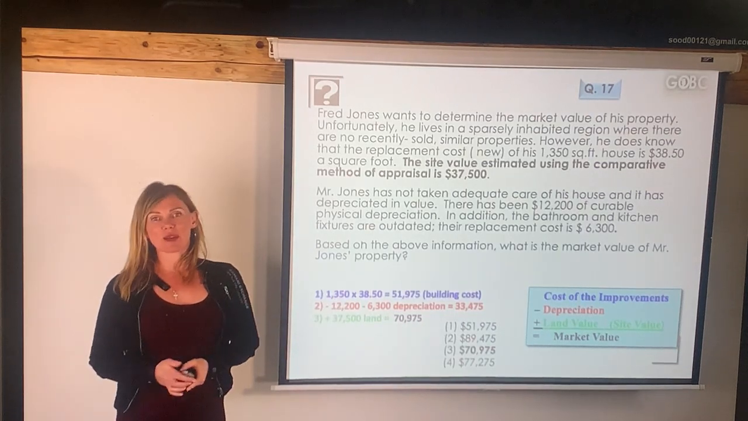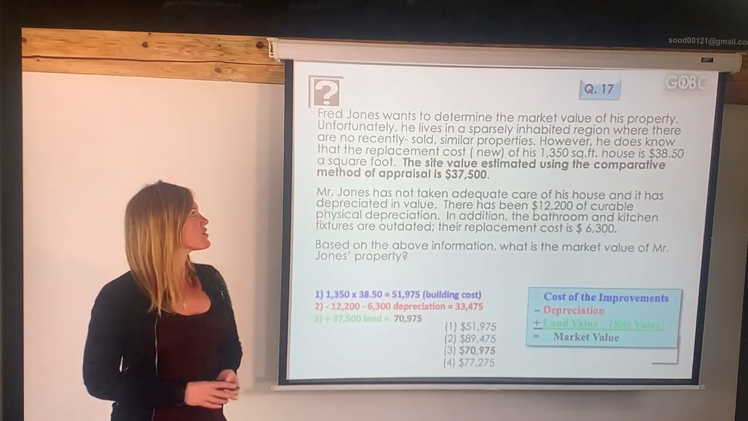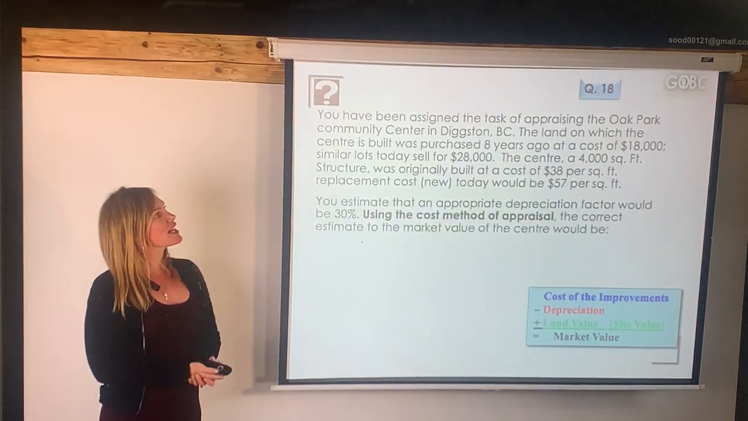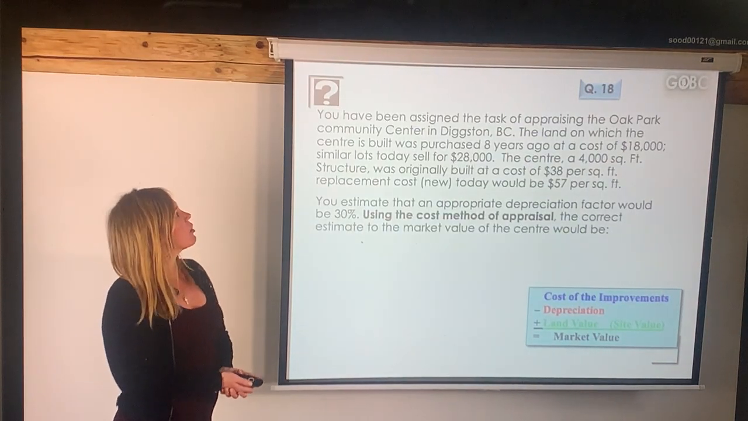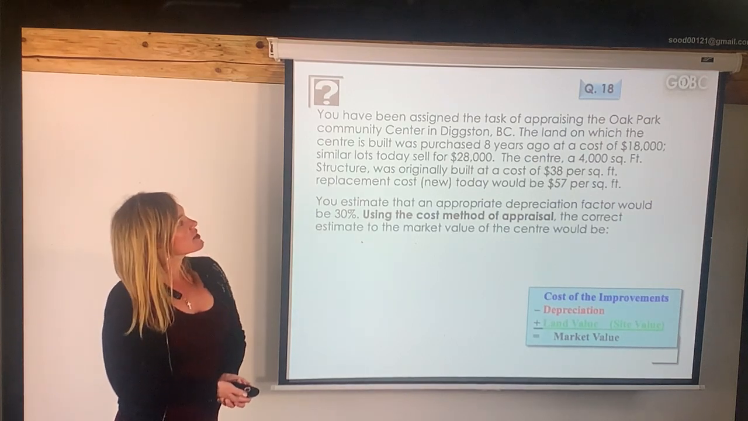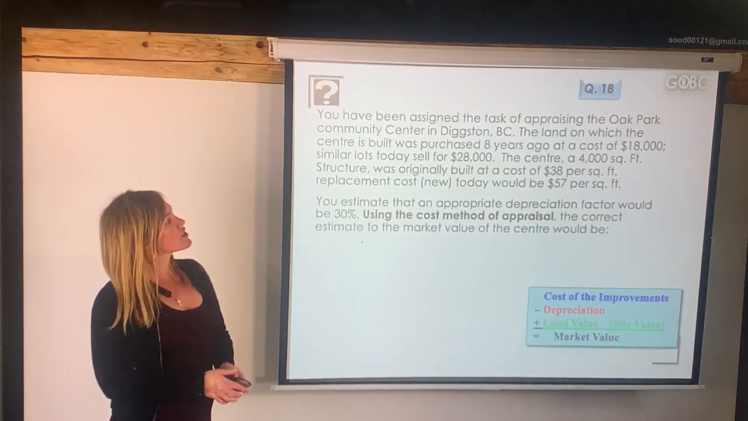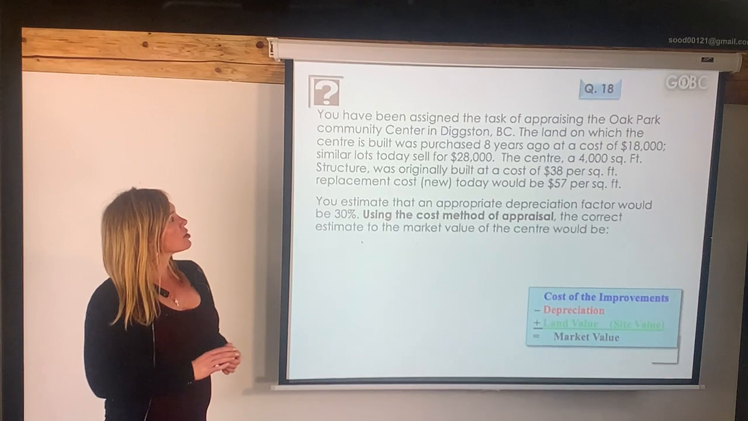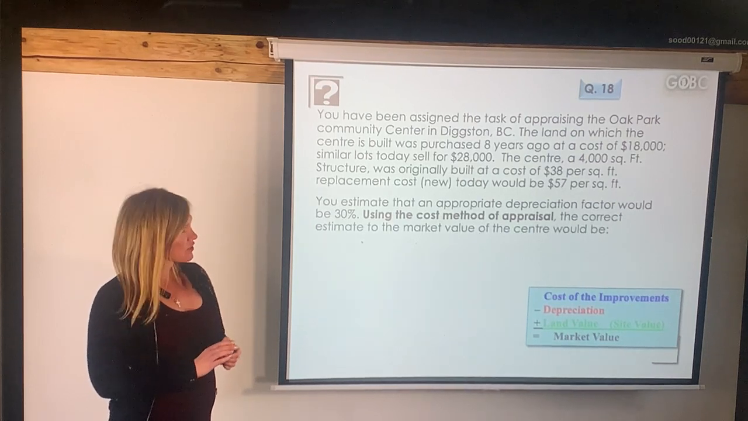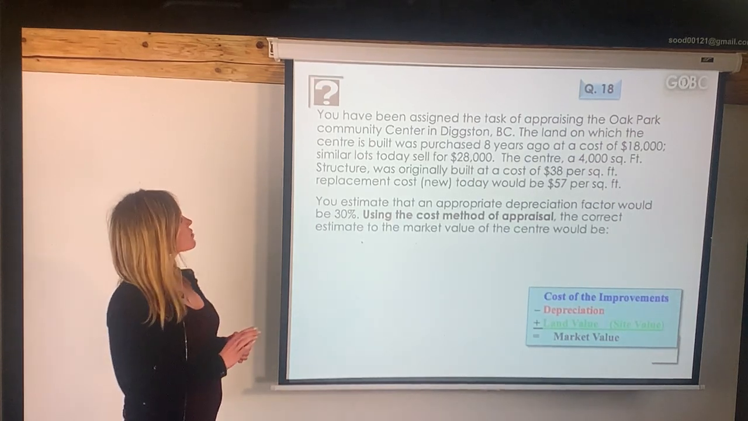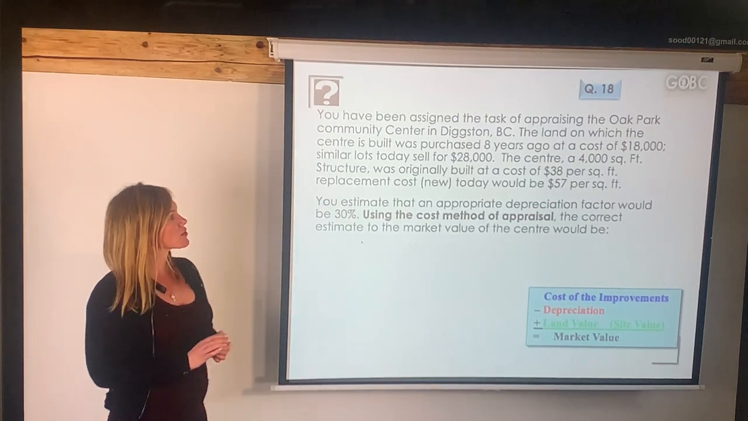It's easy math. I wish we had more questions like this, right? Hopefully you start to see that too. One more. Okay, you have been assigned the task of appraising the Oak Park Community Center in Dixon, BC. The land on which the center is built was purchased 8 years ago at the cost of $18,000. Similar lots today sell for $28,000. And the center is a 4,000 square foot structure. It was originally built at a cost of $38 per square foot, right?